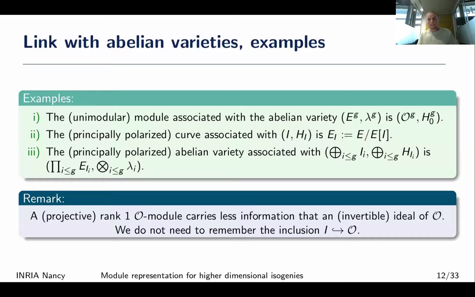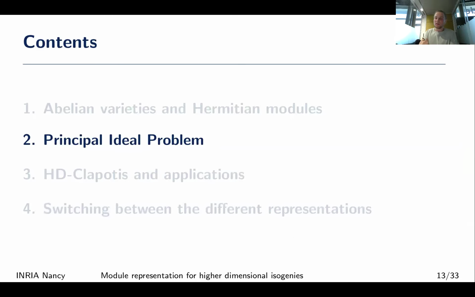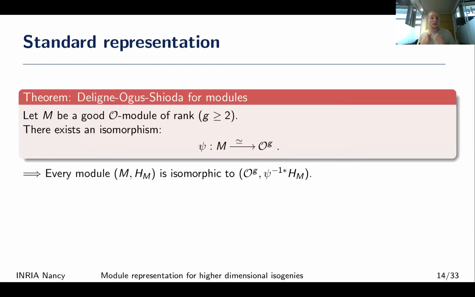Okay, so let me go on to our solution to the principal ideal problem. But first, I want to explain how this problem relates to Hermitian modules. So maybe I can start by translating the Deligne-Ogus-Shioda theorem in terms of modules. So really, it's the same thing. I suppose that you give me a good module of rank g being at least 2. Then there will always exist an isomorphism between M and the base module O to the g.